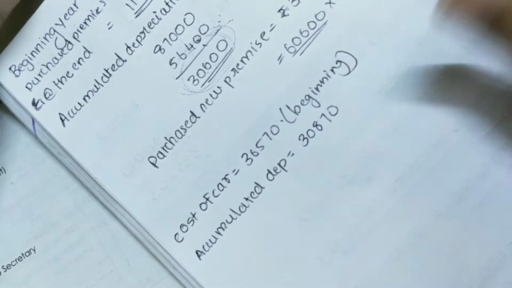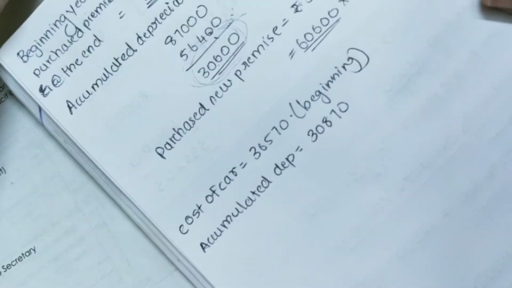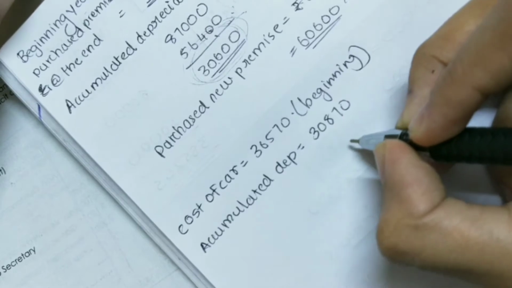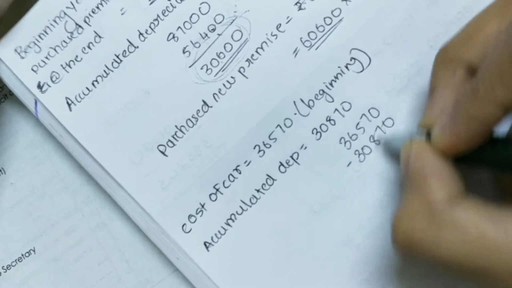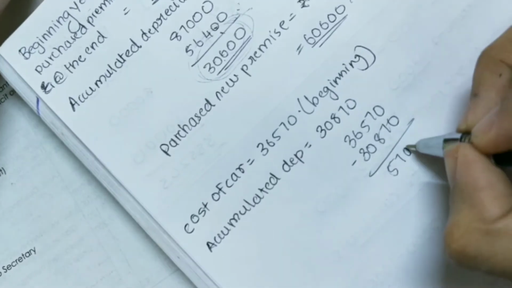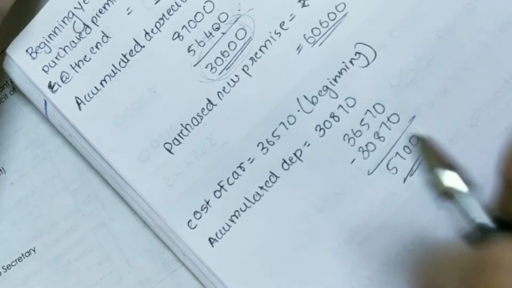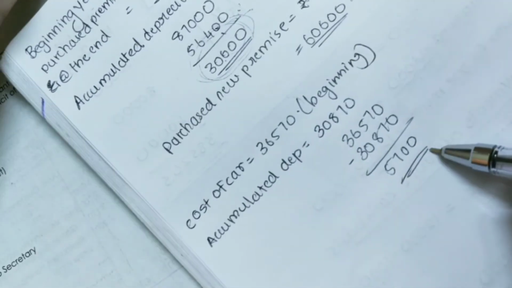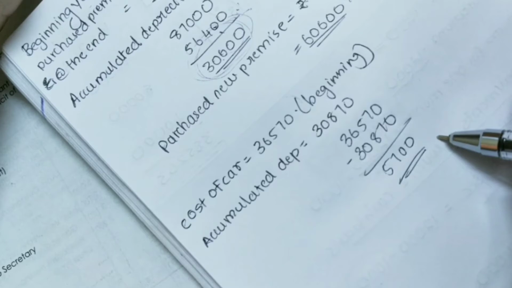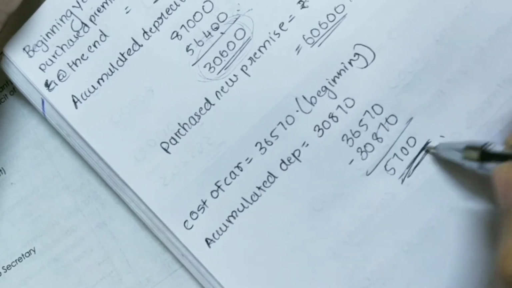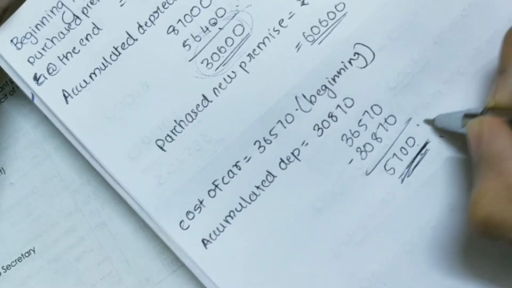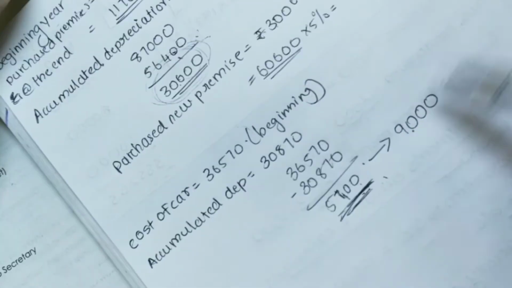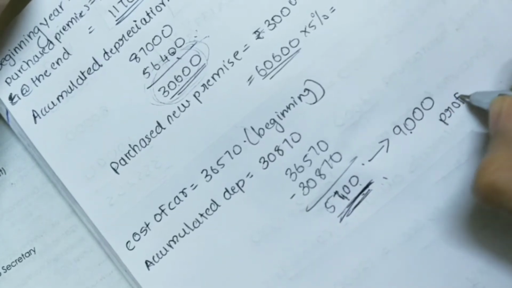And now we have to subtract this accumulated depreciation from the cost of the car, just like how we did for the cost of premises, and we'll get 5,700 as the WDV of this car. Now the car cost 5,700. What they did was that they actually sold this car which cost 5,700 for the amount 9,000. So we had a profit, we had a profit on sale of the old car.